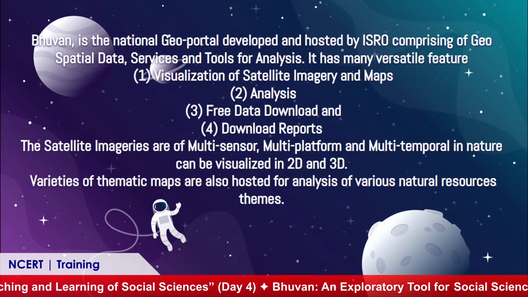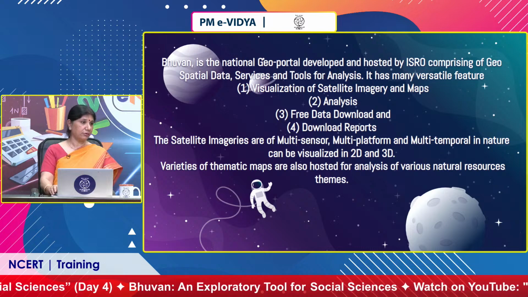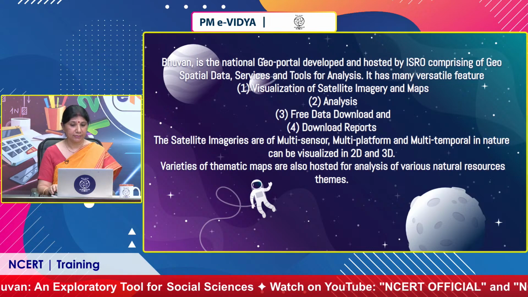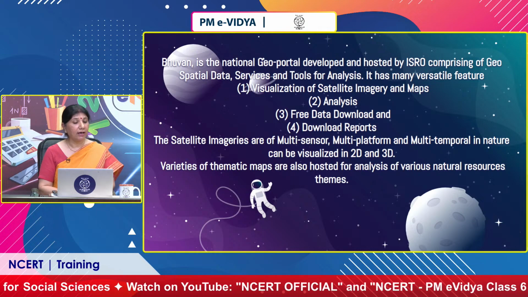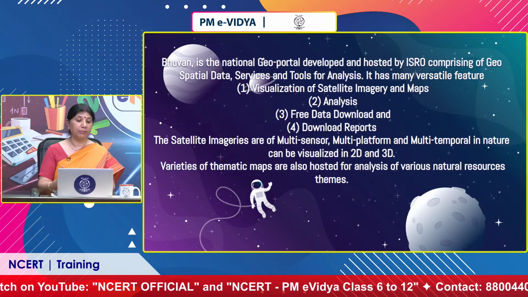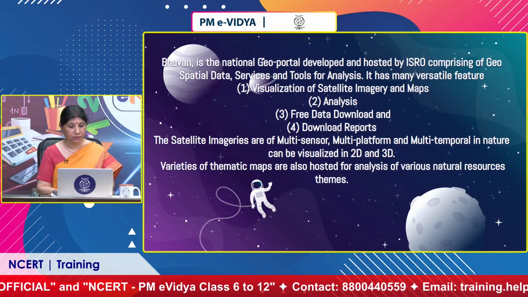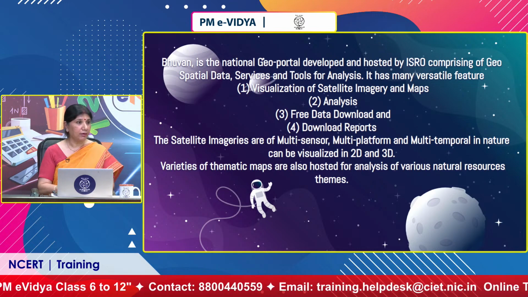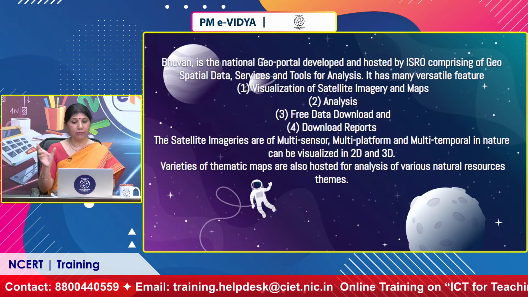So now specifically we will discuss Bhuvan. It is a national geo portal, as I told you earlier. It is hosted and developed by ISRO NRSC, and it comprises geospatial data, services and tools for analysis. It has many versatile features, like we can see different types of satellite imagery and maps. We can analyze these maps and the satellite data, we can download the data, and we can download different types of reports. These are multi-sensor, so different satellites are used. It is multi-platform and multi-temporal, which means different times, maybe an interval of 2 days, 3 days, or maybe a week or month. So that is multi-temporal in nature.